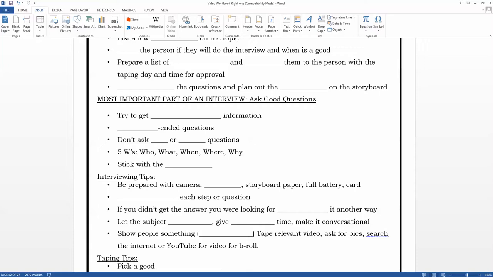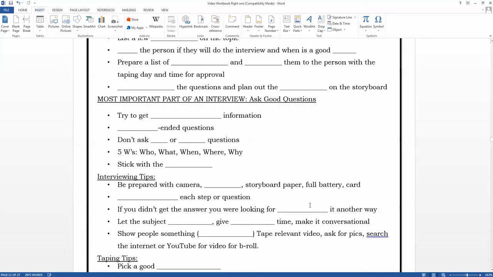You are going to have to explain that you are starting and stopping the camera for each question, and setting up a different camera shot. So make sure that you explain that. If you didn't get the answer that you were looking for, ask it in another way. So ask the question in another way.